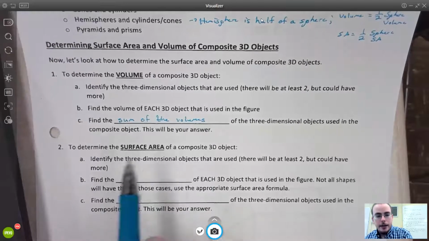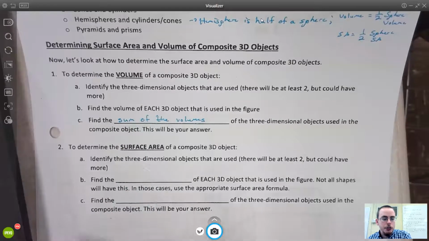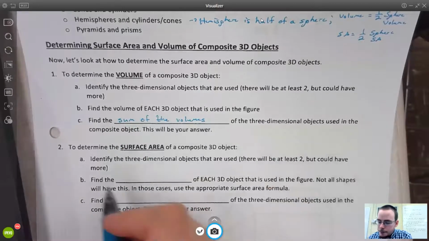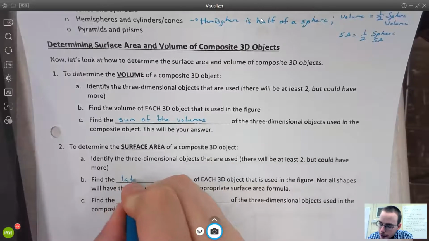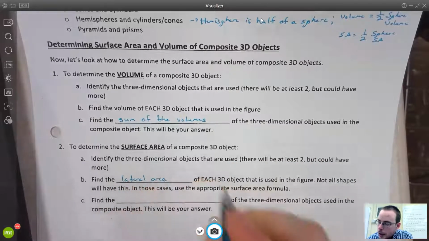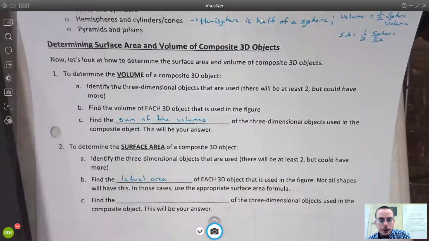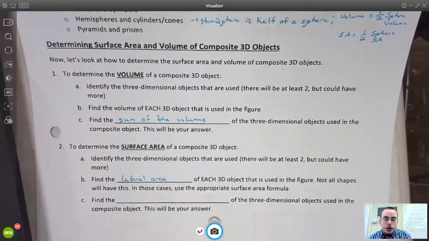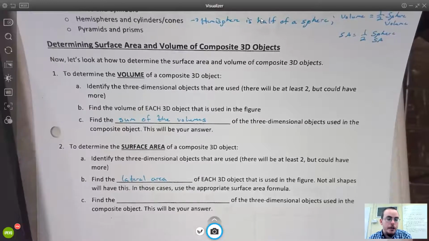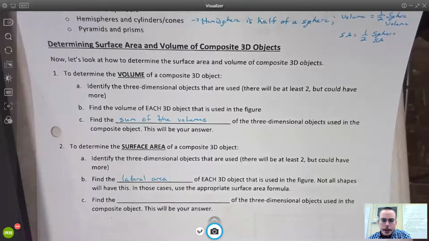Now, unlike the volume part where you can just find the volume and be consistent, here you need to find the lateral area of each 3D object that's used in the figure. So not all shapes will have this. In that case, you'll just use the appropriate surface area formula. So for instance, a sphere does not have a lateral area because it has no base. So you would just use the surface area of a sphere to find that one. And likewise for a hemisphere.